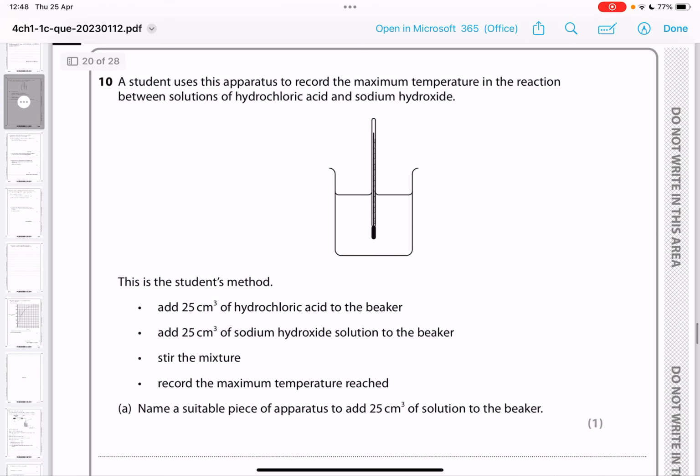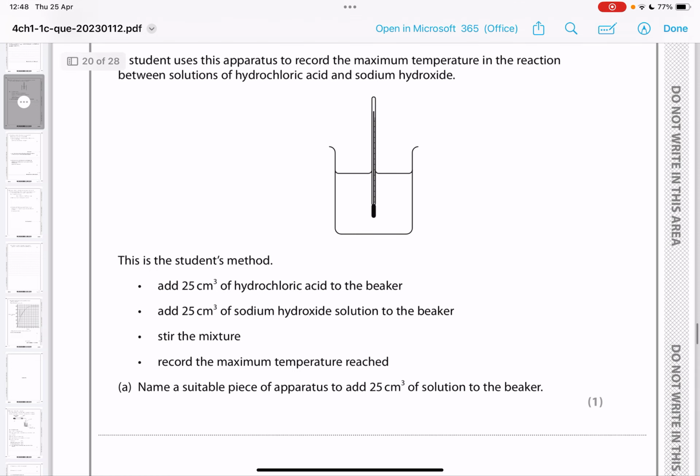Okay. A student uses this apparatus to record the maximum temperature in this reaction between solutions of hydrochloric acid and sodium hydroxide. This is the student's method. Add 25 centimeters cubed of hydrochloric acid to the beaker, add 25 centimeters cubed of sodium hydroxide solution to the beaker, stir the mixture, record the maximum temperature reached. Name a suitable piece of apparatus to add 25 centimeter cubes of solution to the beaker.